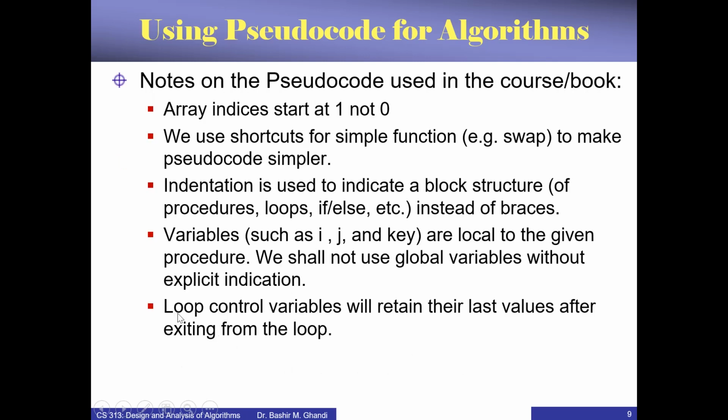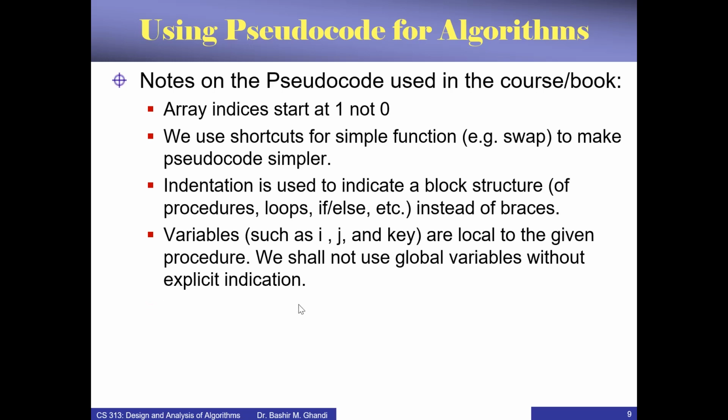Okay, the other point to note is that loop control variables will retain their last values after exiting from the loop. We know in Java, for example, once you exit the loop, you will lose the value of the variable. This is why if you need it, you have to define it actually before the loop, so that it remains there for you after the loop. However, here we're going to assume the value remains. After the loop, we're going to assume that the value still exists.